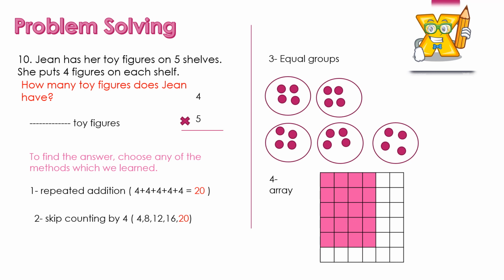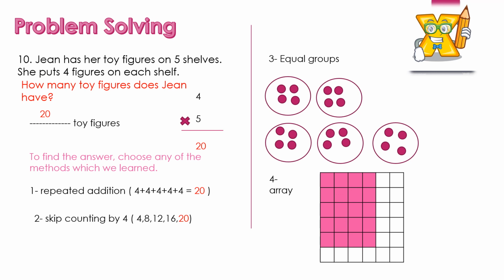You will color 5 rows of 4. I count how many in all. The answer is 20. The product equals 20. So how many toy figures in all? 20 toy figures. Notice that in exercise number 9 and exercise number 10, I changed the order of the two factors.